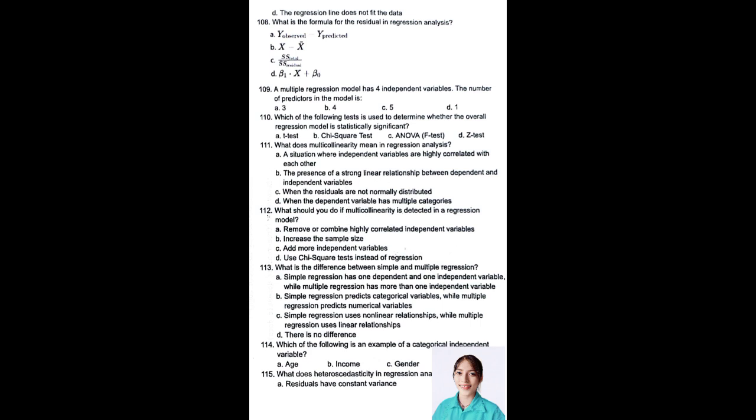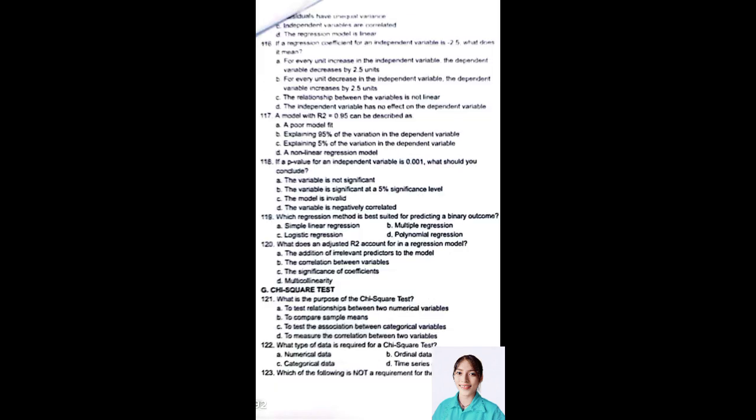Then we have 114. Which of the following is an example of categorical independent variable? So the example of that is the gender. So that's in option C. Then we have 115. What does heteroscedasticity in regression analysis imply? So it implies that residuals have an equal variance. So that's in option B.